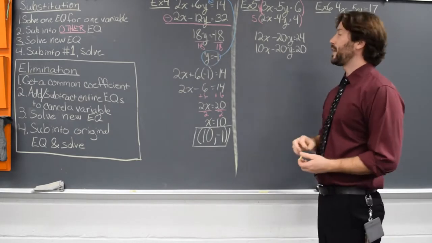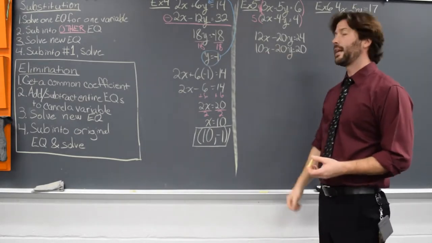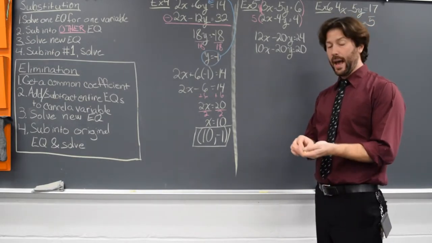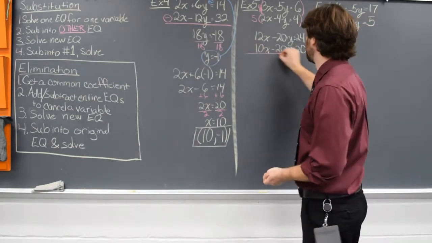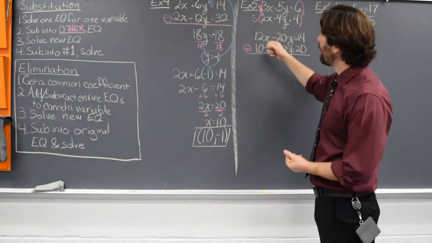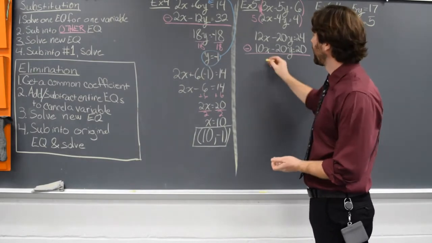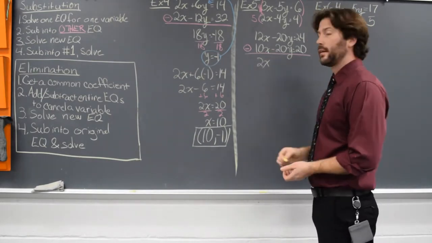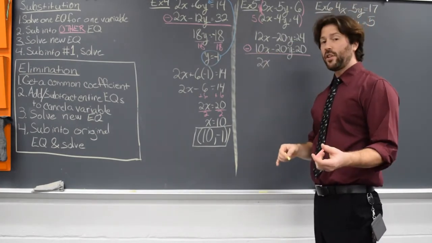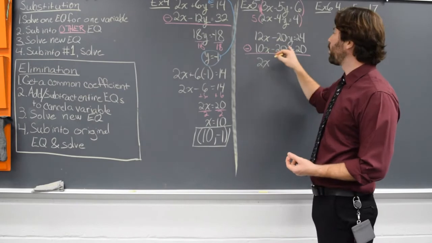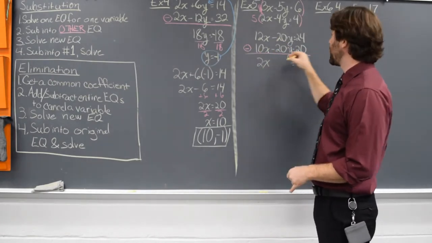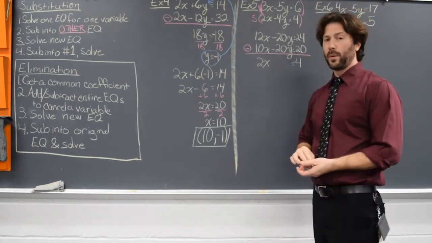Now, I want to cancel these y's, and I have negative 20y and negative 20y. If I add those together, I'm going to have negative 40y. So what I need to do is subtract them. So I'll subtract the entire equations. So 12x minus 10x gives me 2x. Negative 20y minus a negative: minus a negative means plus, so negative 20y plus 20y cancels. And then 24 minus 20 gives me 4.